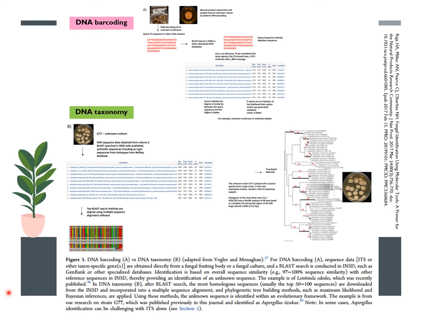conducted in the INSD database, such as GenBank or other specialized databases. And then identification is based on overall sequence similarity. For example, 97 to 100% sequence similarity with other reference sequences in the database, thereby providing an identification of an unknown species. The example is the mushroom Lentinula edodes, which was recently published in the.